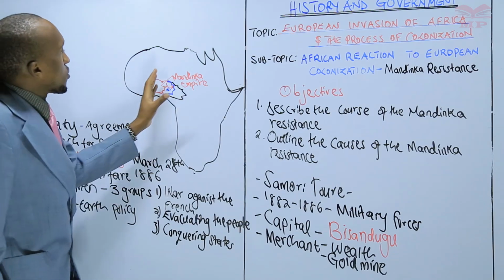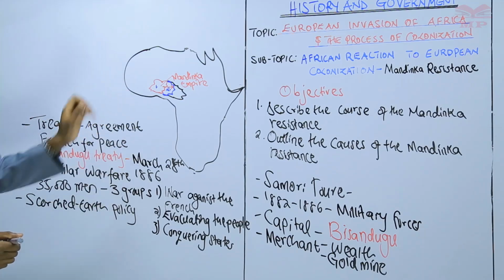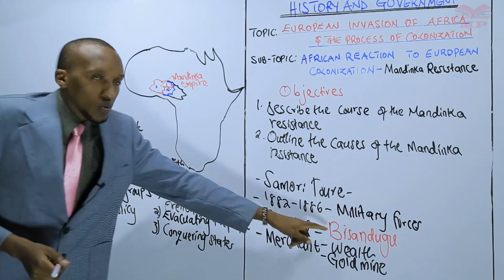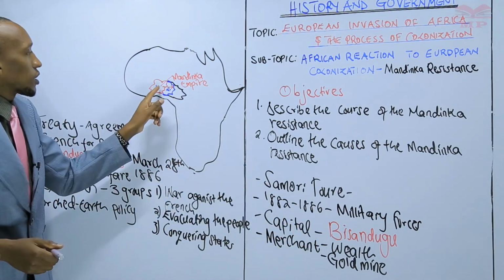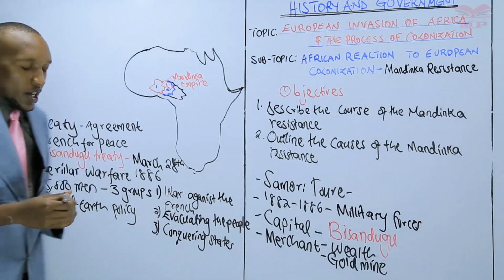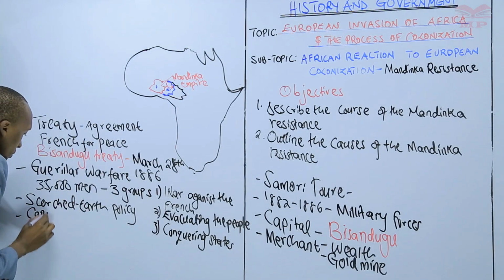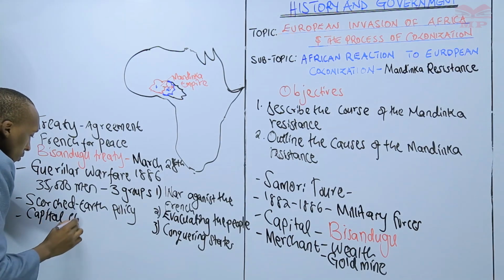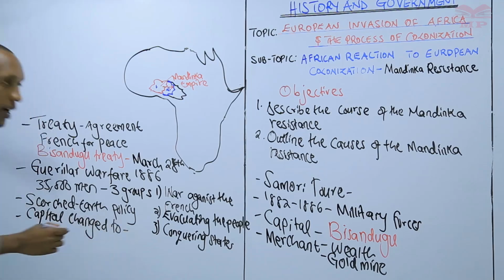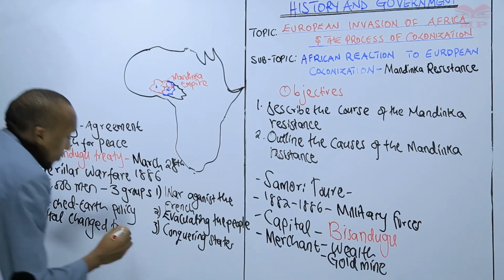When he moved towards the east, he changed his capital. His capital was at Bisandugu. That was the first capital. When he settled in the second empire, he changed his capital to a city known as Dabakalo.